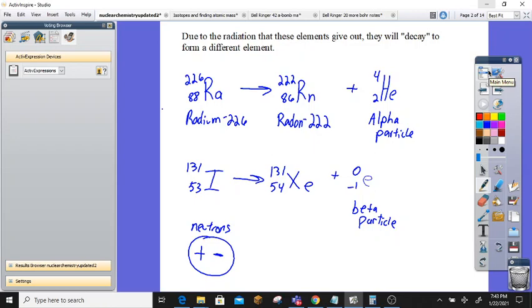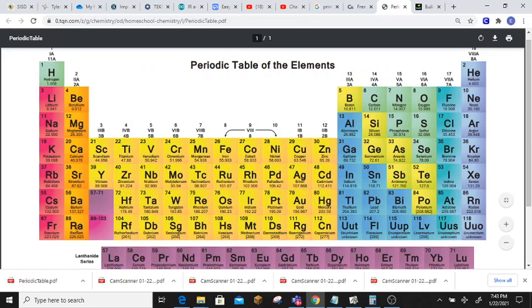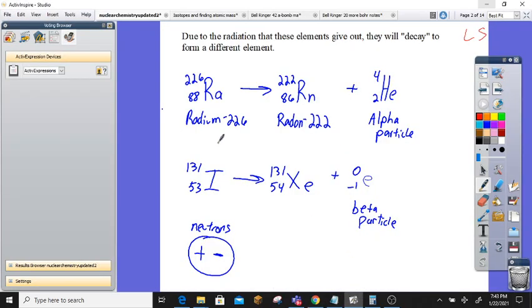So this, you can copy it on the left side. Due to the radiation that these elements give out, they will decay to form a different element. So here we have an example of radium. And this is the atomic mass, the bottom number. Okay, I know I have these flipped over, like if we look at radium on the periodic table, radium right here, 88 and 226. I have the numbers flipped because we're focusing on the isotope, the bottom number, the atomic mass.